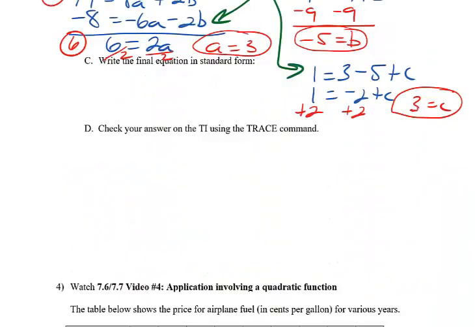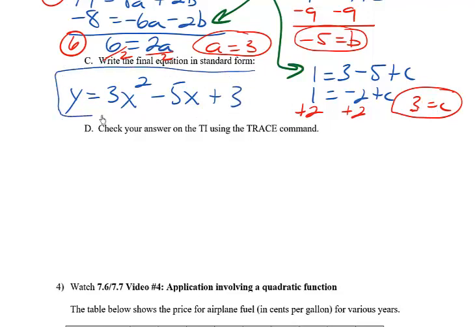And so for my final answer, I write down y equals ax squared. Well, we figured out that a was 3, so 3x squared. And then plus bx, the b is -5, so that would be -5x. And the c is +3. Your x's and y's go back in now. We only temporarily replaced them earlier so we could figure out a, b, and c. This is the final answer to the problem.